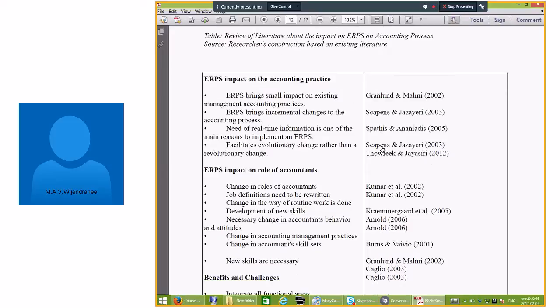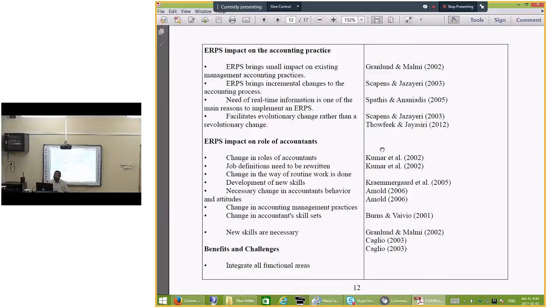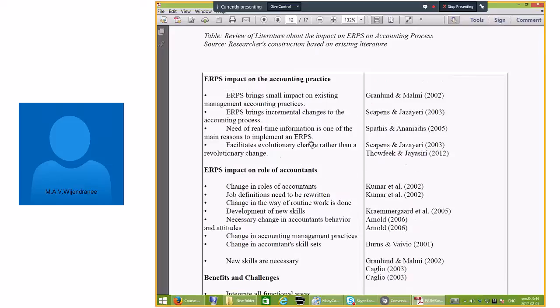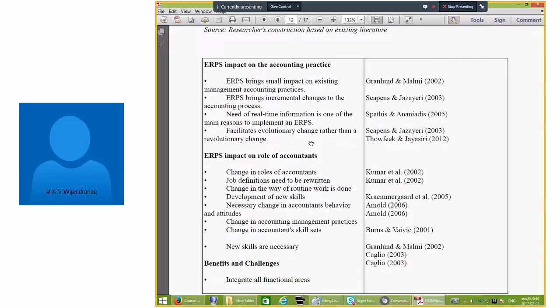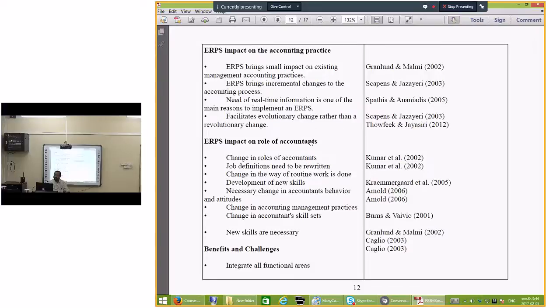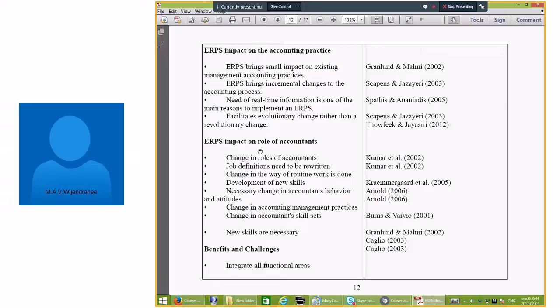Okay, now the main... can you see your proposal on the screen now? No, sir. You cannot see the screen. No, sir, it's not clear actually. Okay, now you have mentioned ERP impact on the accounting practice, ERP impact on the role of accountant, and benefits and challenges. These are the three variables.